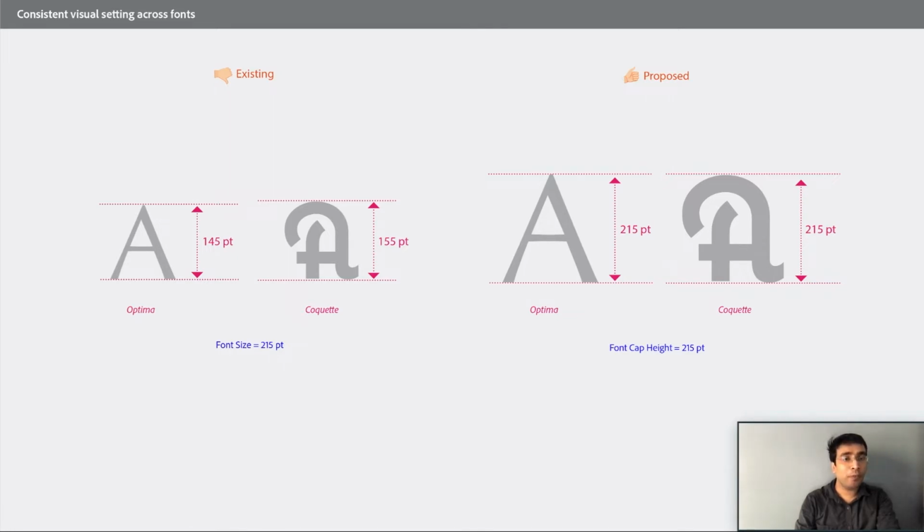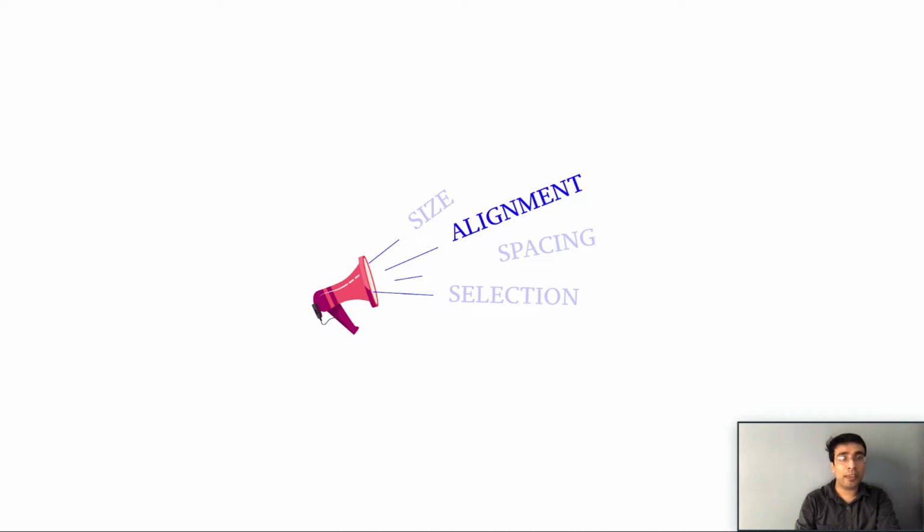Now after setting the font height with reference to the capital height, we can visually match the capital height across the different fonts. And fortunately, this is not a mere proposal. We will showcase its live demo in a moment. Coming back to the second problem, which is alignment.